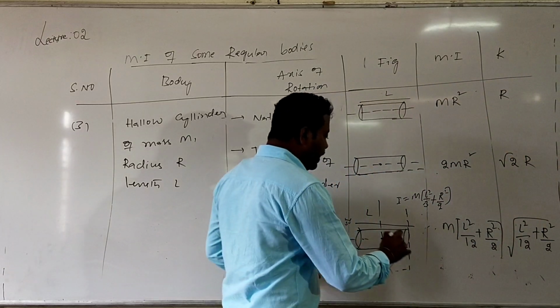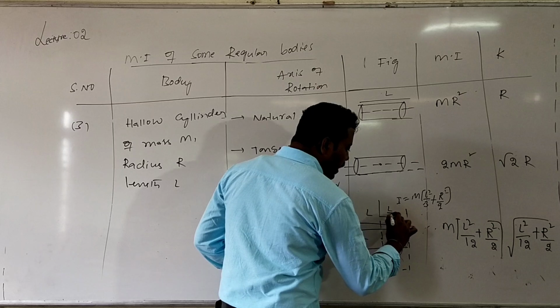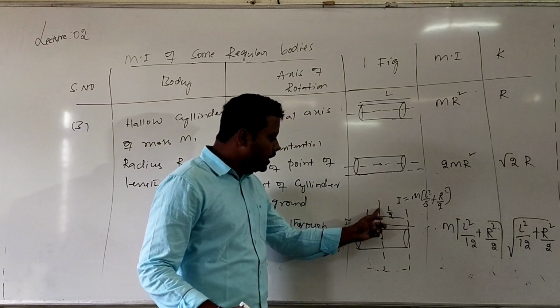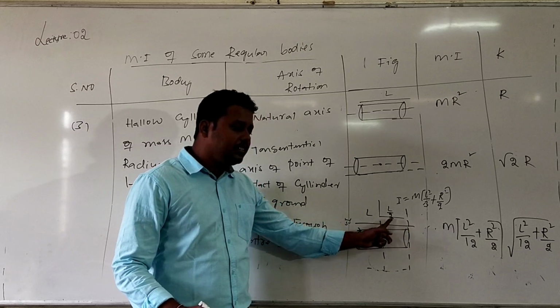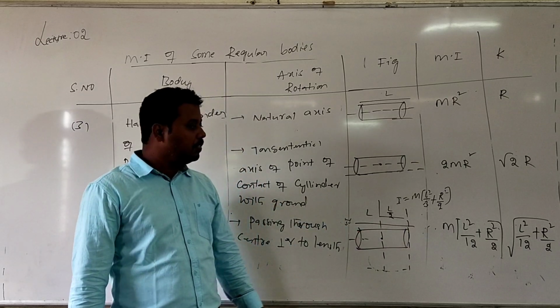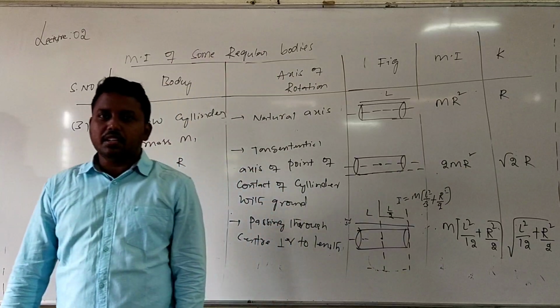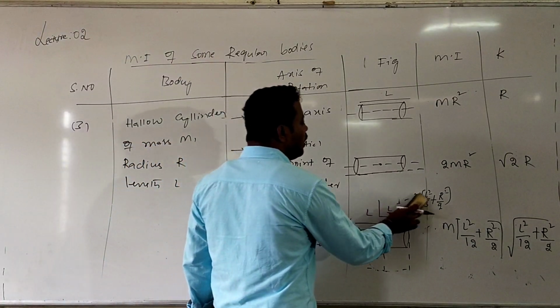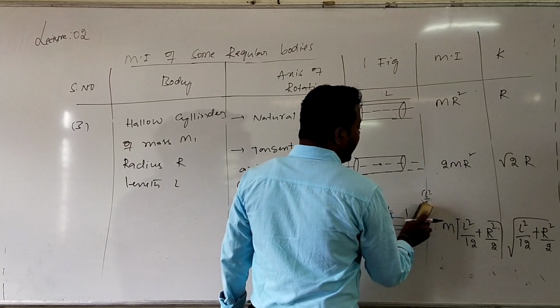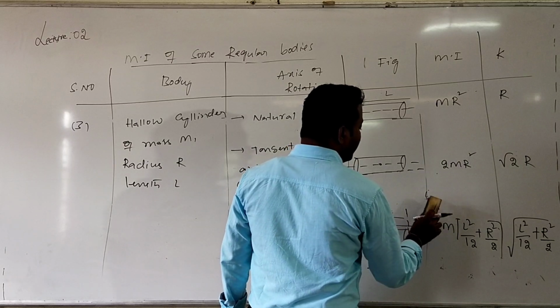What is the distance between these two axes? It will be L by 2. I know the moment of inertia about this axis. So to calculate the moment of inertia about this axis, apply the parallel axis theorem. Then you will get this axis. Understood? So this is regarding the hollow cylinder of mass M, radius R, and length L.